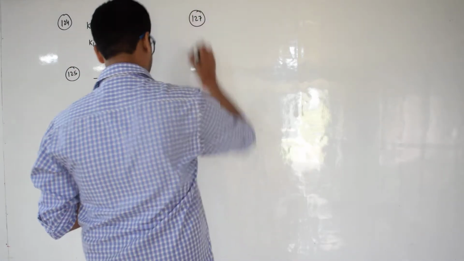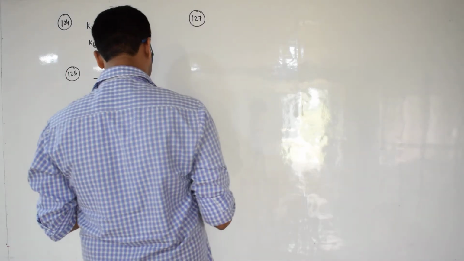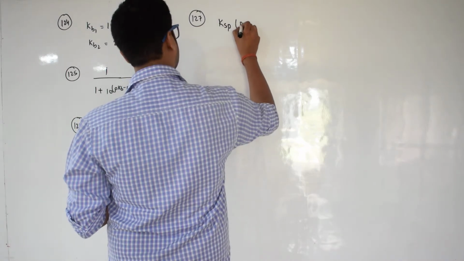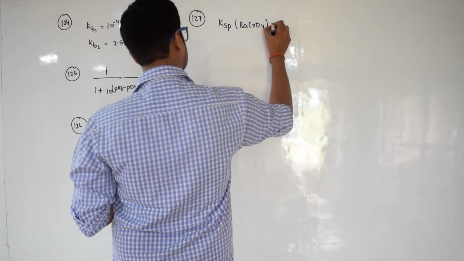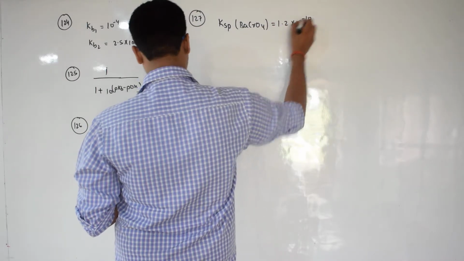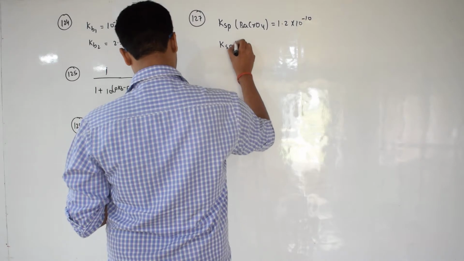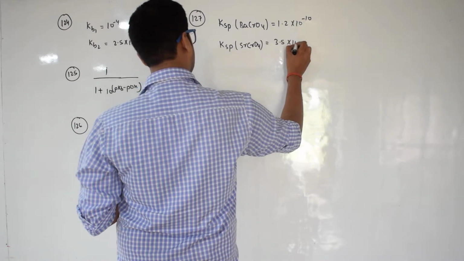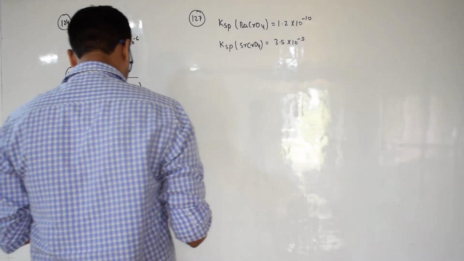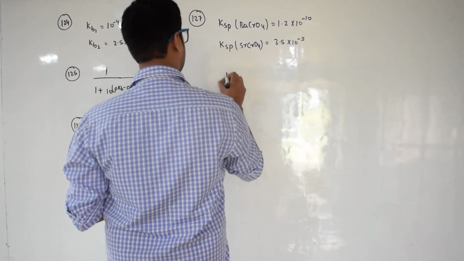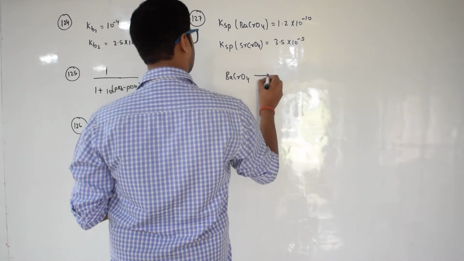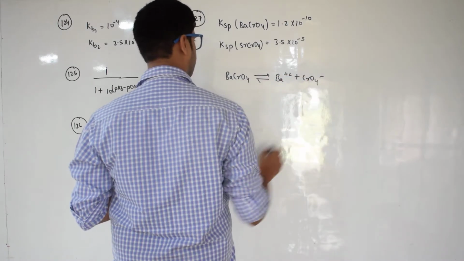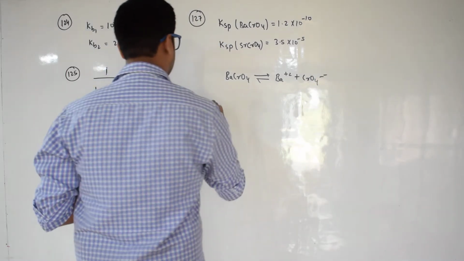Question number 127. A solution of KSP for barium chromate 1.2 into 10 raised power minus 10 and KSP for strontium chromate 3.5 into 10 raised power minus 5. So, we have to calculate the molar concentration. Barium chromate can be dissociated into barium ion and CrO4 minus ion like this. Next is question number 128.